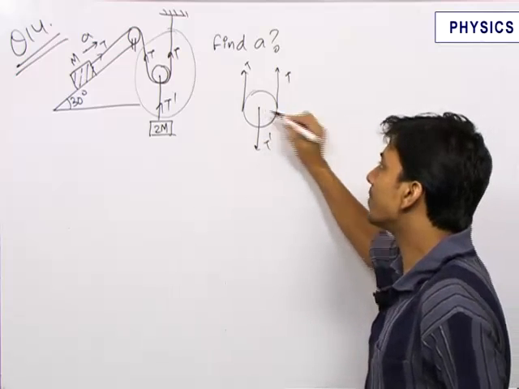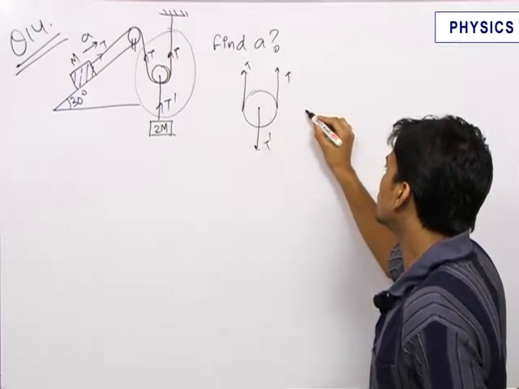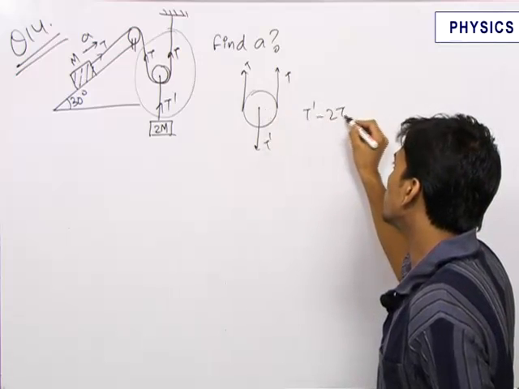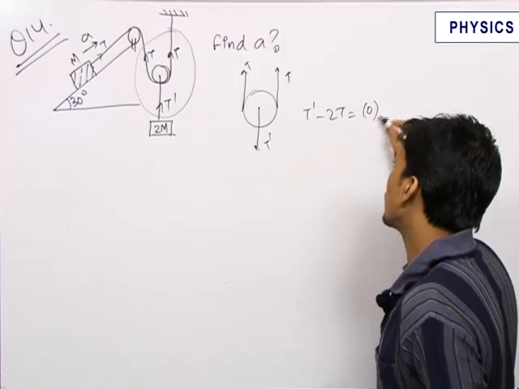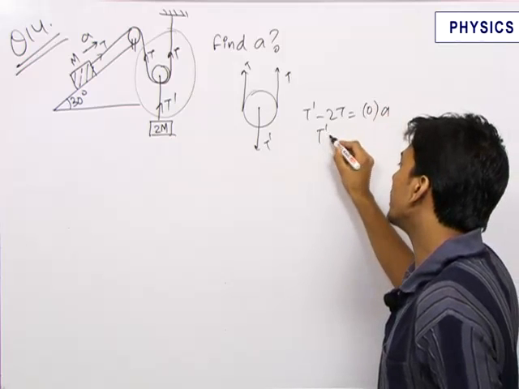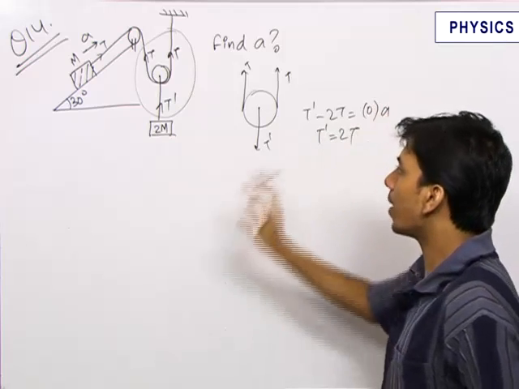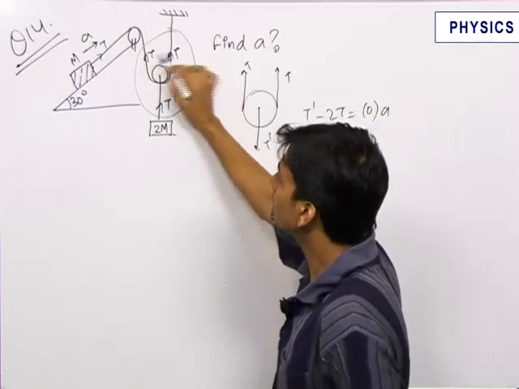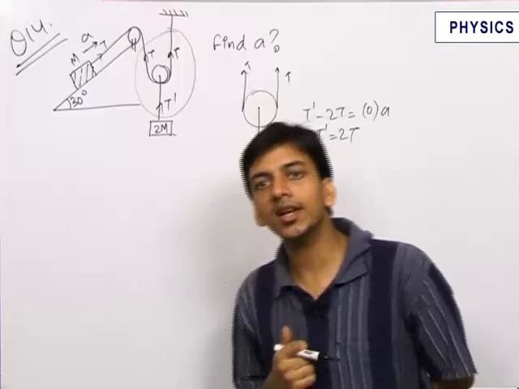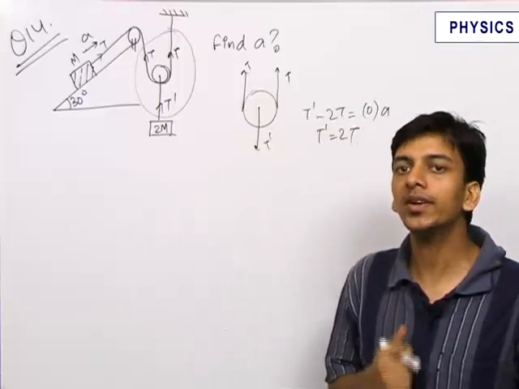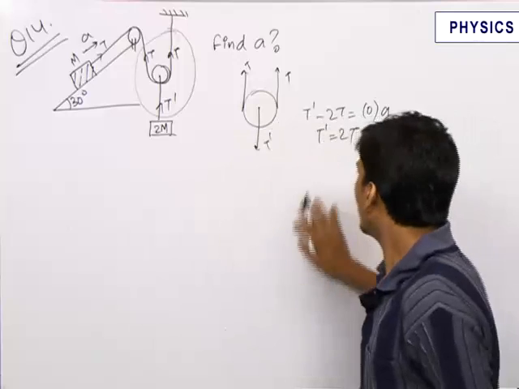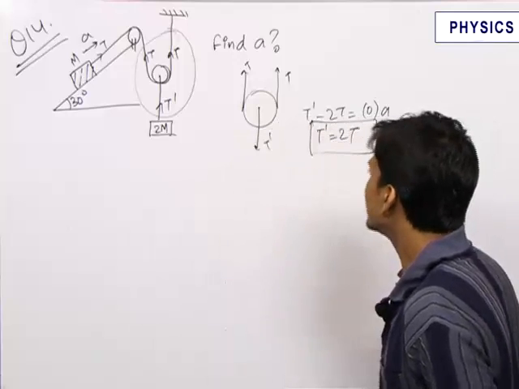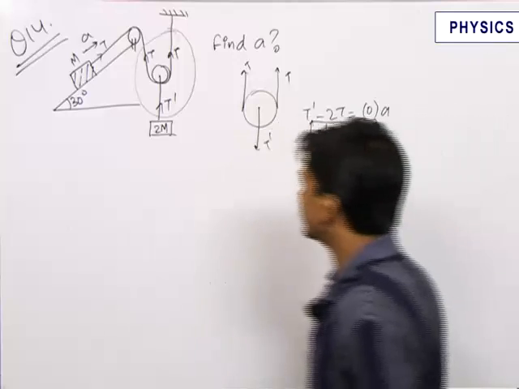Now this pulley is massless. Therefore the net force on this object is T dash minus 2T equal to mass, which is 0, into A. That is, T dash equals 2T. So by applying the equation on this massless pulley, we get the relation between tensions in the two strings. This is generally the method we use to find out the relation between tensions in different strings. Therefore the relation we get is T dash equal to 2T.